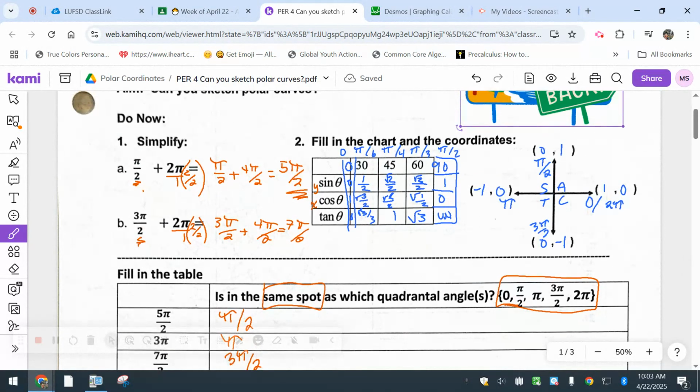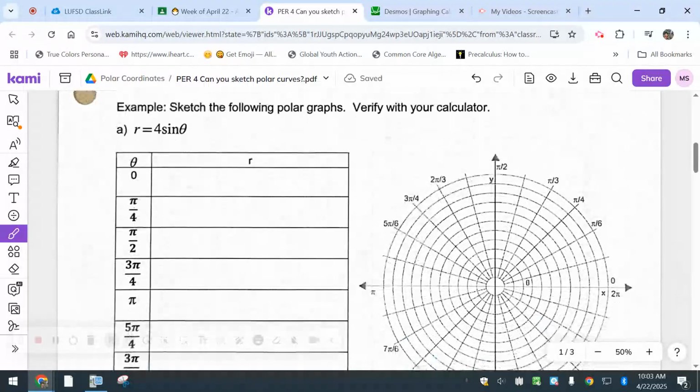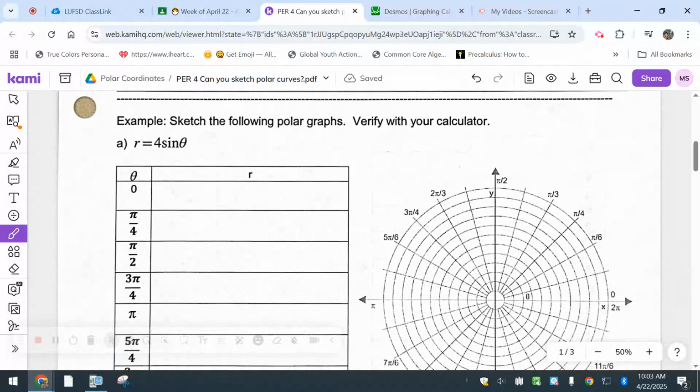Okay. So you have your quadrantal angles. You have your chart, and we're gonna get ready to rock and roll. Okay. So our first polar graph, right? It says r is equal to 4 sine theta. So we are just gonna substitute all these values in to figure out what our radius length is, what that r value is.